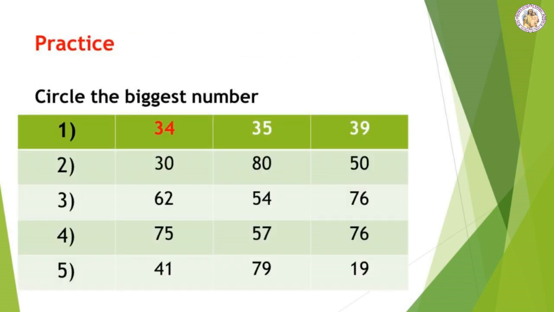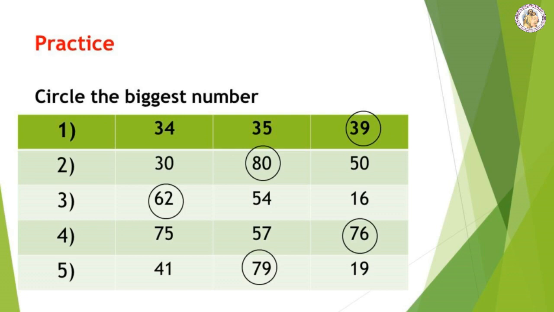Here we will see some more examples. Circle the biggest number. Yes, you have to compare the numbers and circle the biggest number in each row. Circle the biggest number. First one. Here they have given the numbers 34, 35 and 39. The digits in the tens place are equal. So, if the numbers in the tens place are equal, we have to look into the ones place.